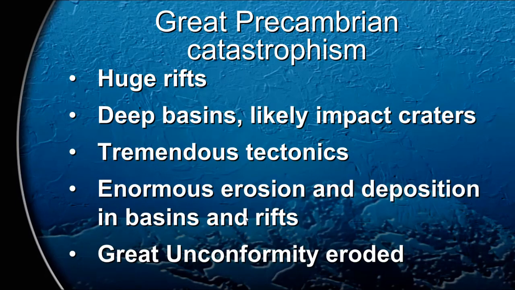Also, during the Precambrian, you have to erode the great unconformity. And this great unconformity probably stretches from the western United States to the central U.S. below the sediments. And you have great unconformities on other continents also. It's a huge erosion surface on the upper crustal granites and other types of rocks. So this is huge catastrophism.